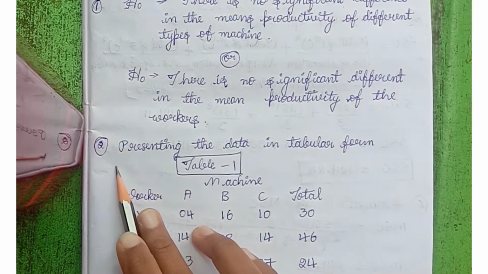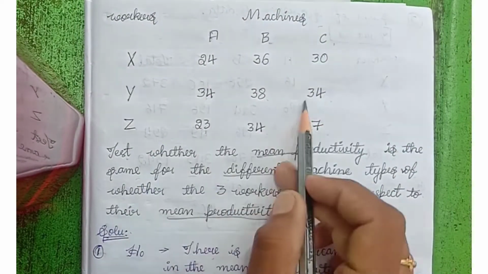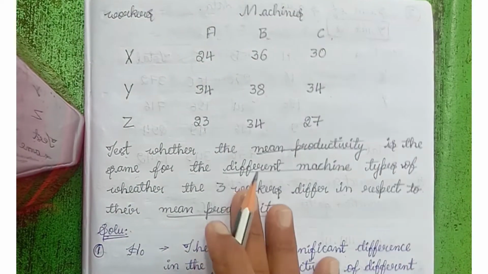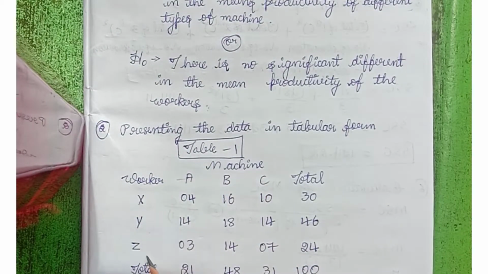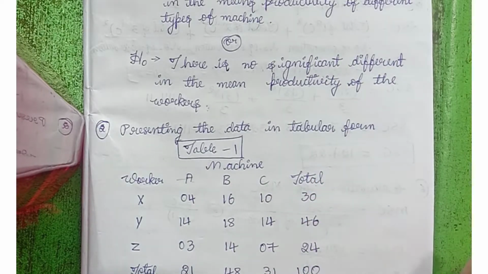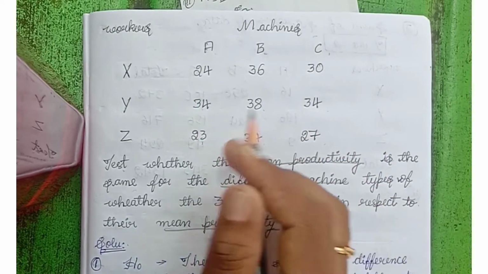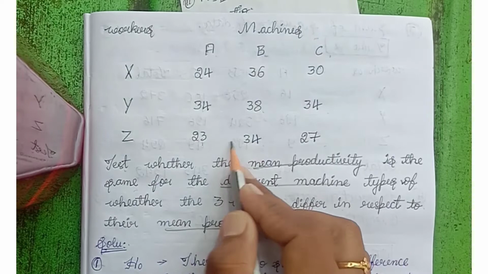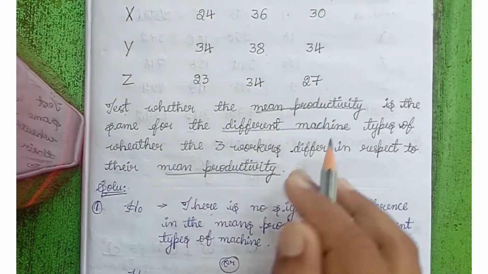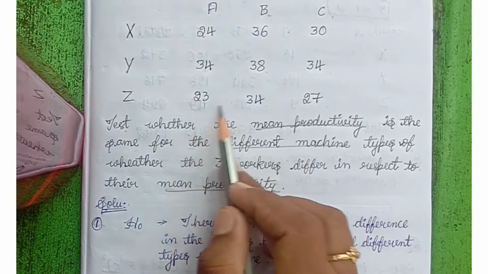So the second step, we have to present the given data in tabular form. See, this is the given data and we have to convert it into tabular form. So here workers X, Y, Z and machines A, B, C, total. For the calculation, it would take more time, so we have to reduce these observations into simpler, smaller numbers. So I have taken 20 as the number to subtract from all these numbers.